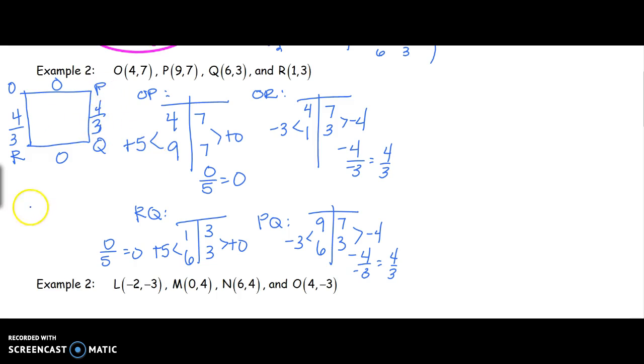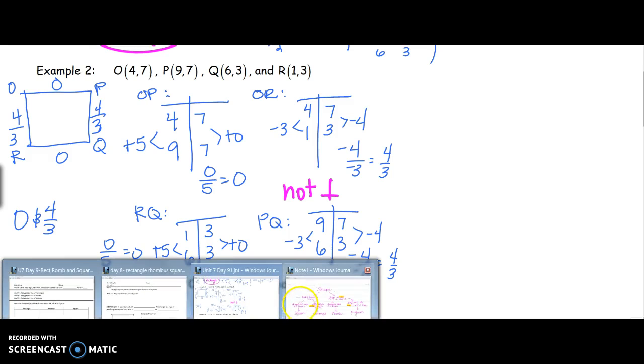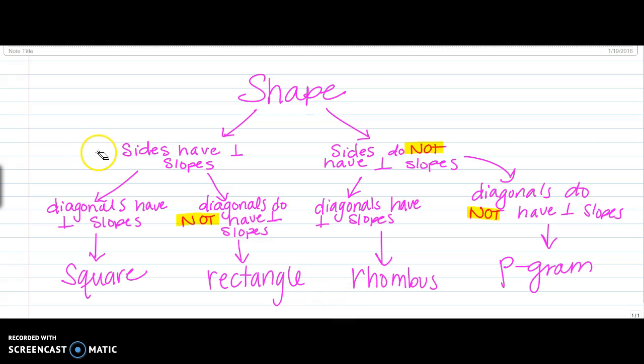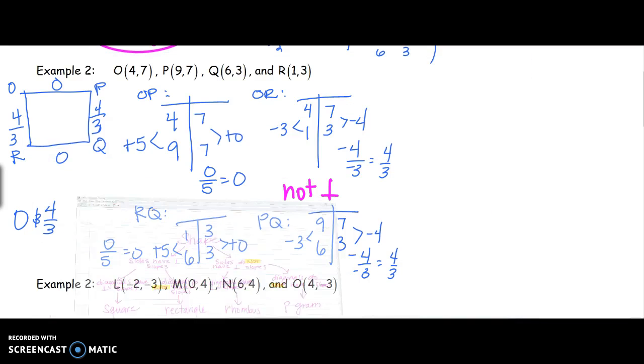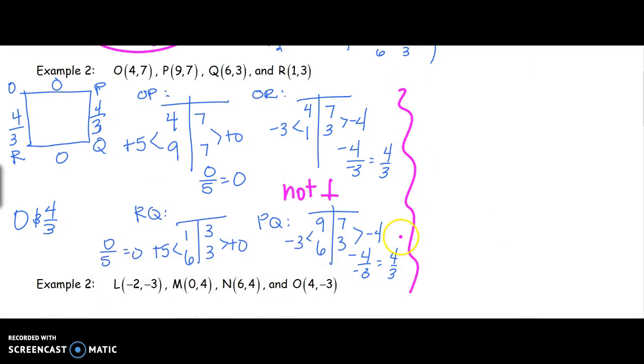So looking at these two slopes, 0 and 4/3, are those opposite reciprocal? So we can see that these are not perpendicular, which if we go back to our image here, we started off with 4 points, but this time our sides do not have perpendicular slopes. So we cannot have a square or a rectangle, okay, because they are not 90 degrees. So in this case, we have a rhombus or a parallelogram. Okay, so let's go back and look at our diagonals.